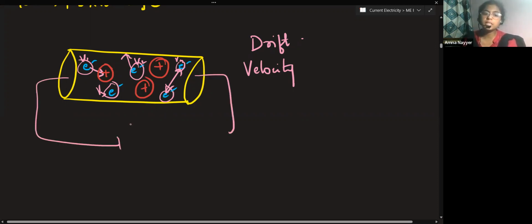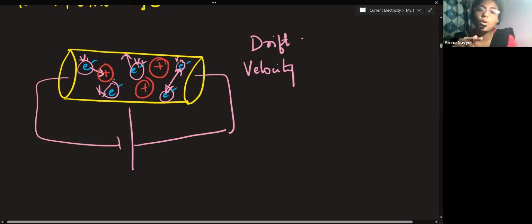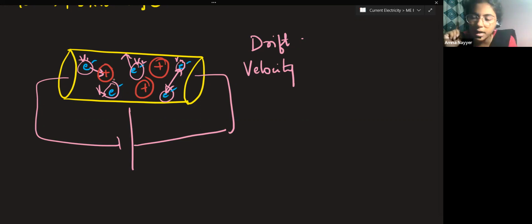Why we use the term drift velocity is that all the negative particles, meaning all the electrons, tend to attract themselves towards the positive terminal of the battery because negative and positive attract, and all the electrons drift towards the positive terminal. So what's drift velocity? It's the average velocity with which all the electrons tend to drift towards the positive terminal of the battery under the application of electric field.